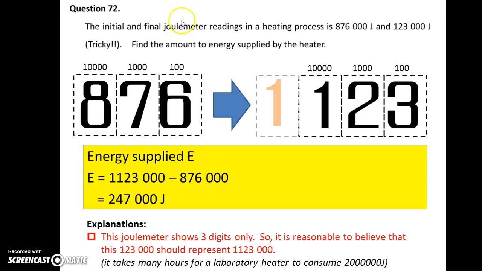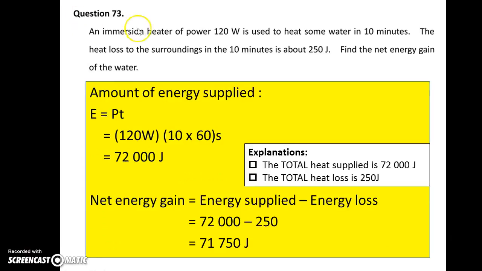Question 72. The initial and final joulemeter readings are given again, but this time the final reading seems to be smaller. In fact, there is a hidden 1 in the front. Can it be a hidden 2? I don't think so.